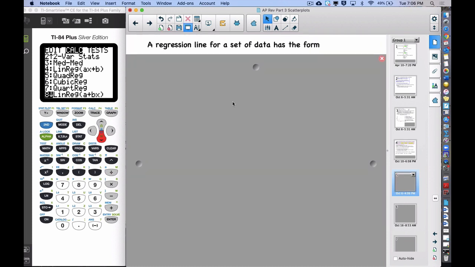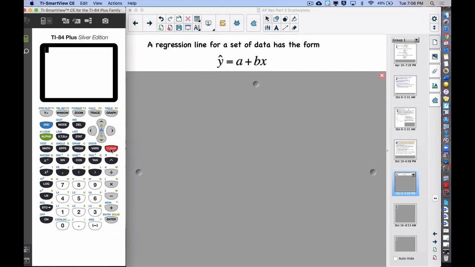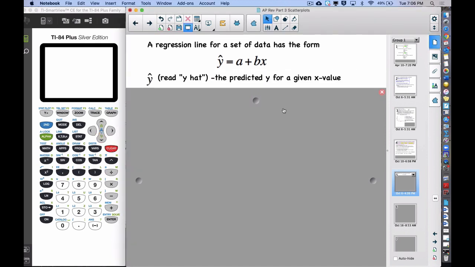A regression line for a set of data has the form y hat equals a plus bx. The reason we have the hat on the y is to indicate that it is a predicted y value for a certain x value. So y hat is always our predicted. If you ever see a y, that means an actual observed y value.